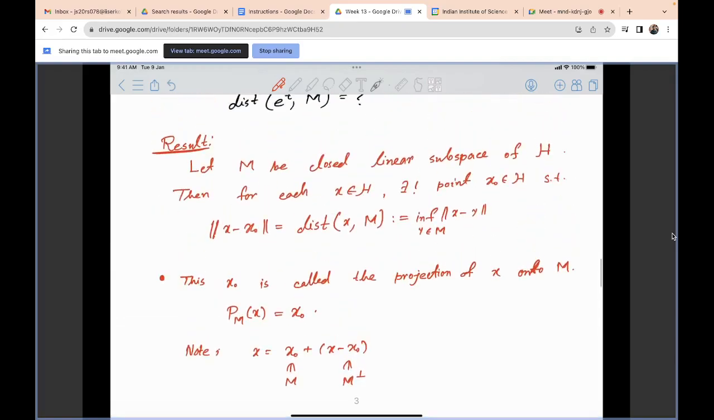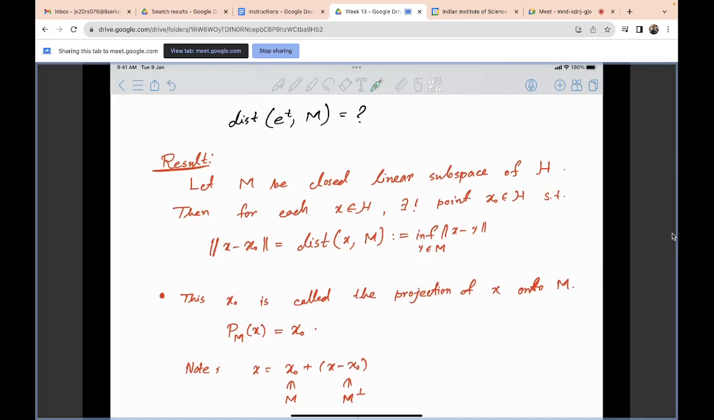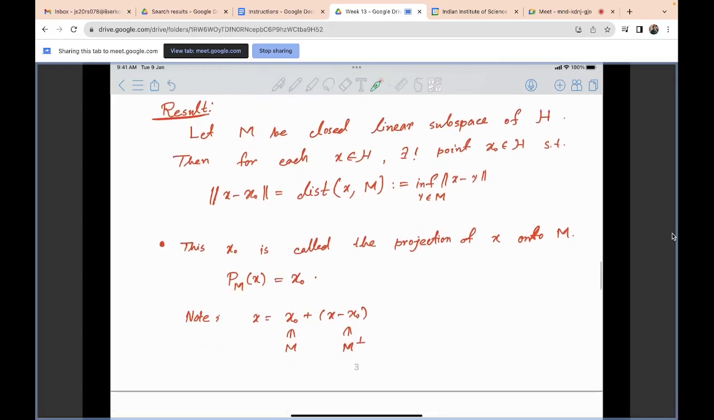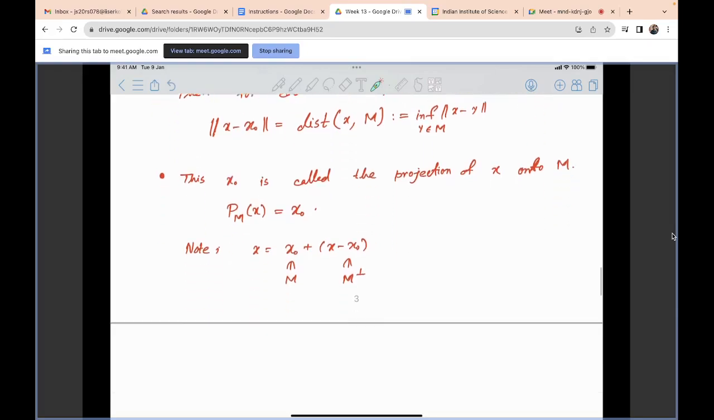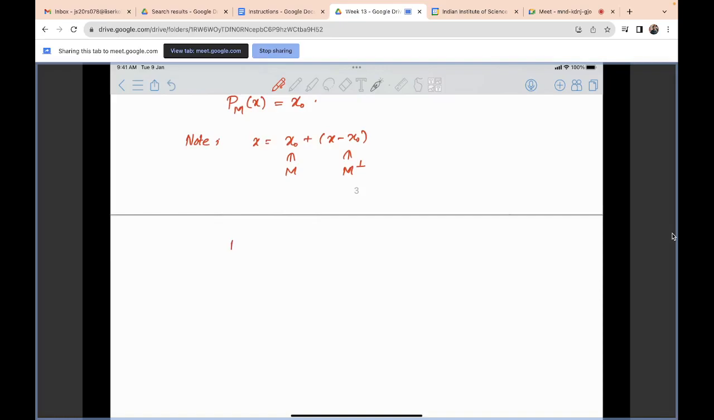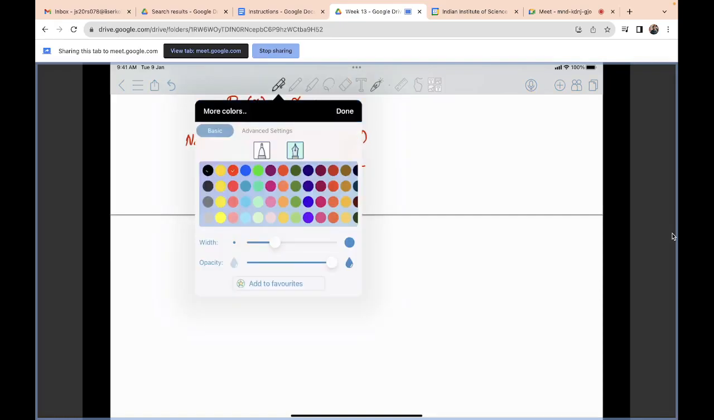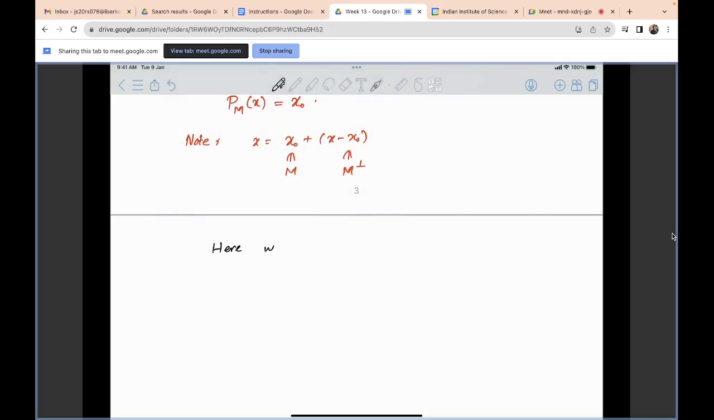So in order to find the distance, we have to find the projection of x onto M. Here we have to find the distance between e to the power t and M, so we have to find the projection of e to the power t onto M. We will find this by the decomposition. Here we know L2 of minus 1 to 1 is M direct sum M perp, where M is the collection of even functions and M perp is the collection of odd functions.